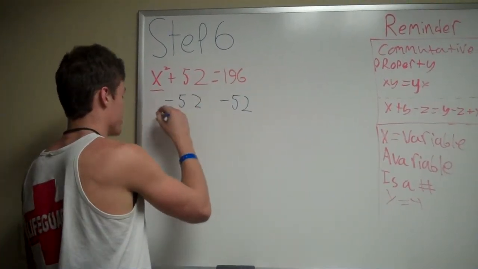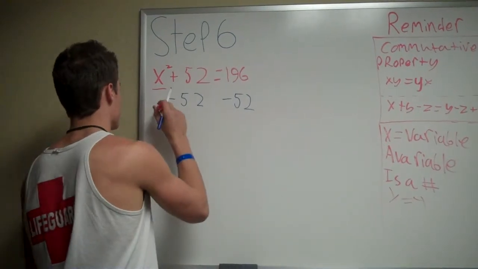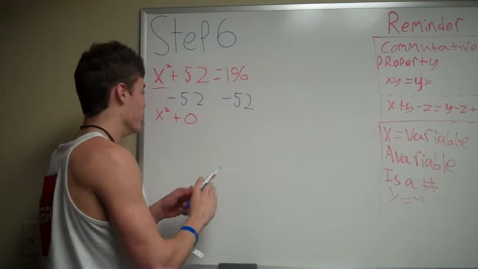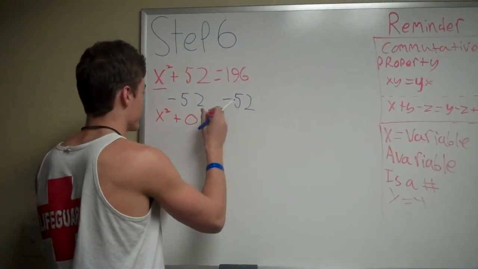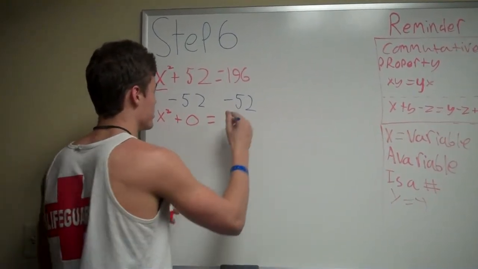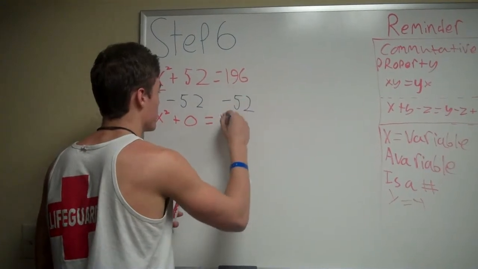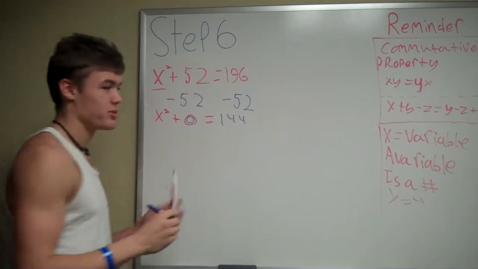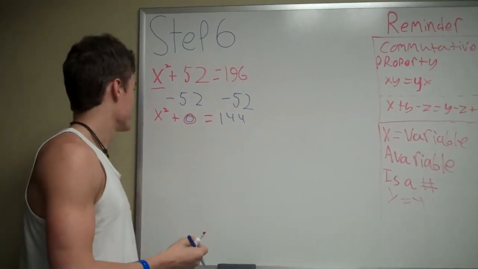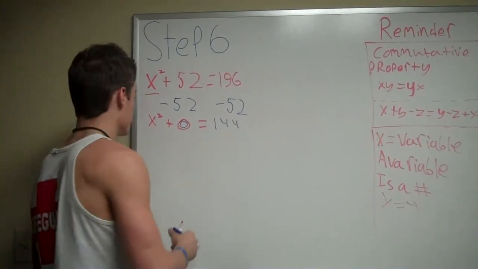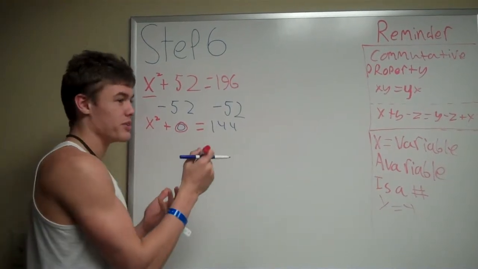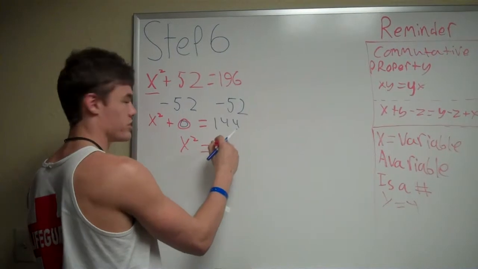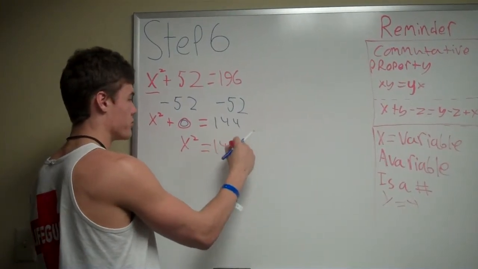So here we'll get x squared plus 0 now equals 144. That's a 0 still. From here, we see 0 is not going to do anything here, so we can just get rid of it. X squared equals 144.